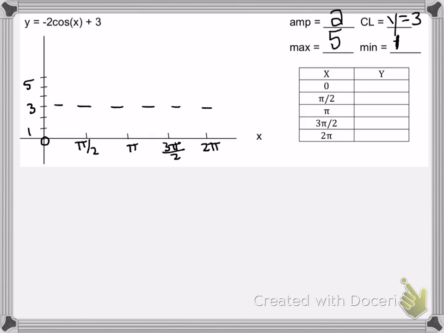Now, since it's negative cosine, I start down at my min, then go to my center line, then to my max, center line, back down to the min.